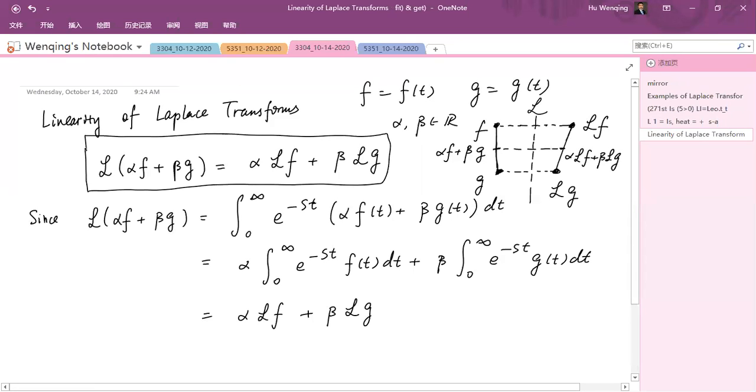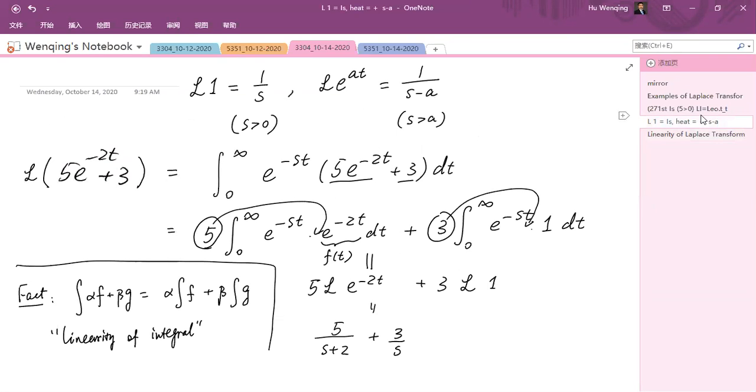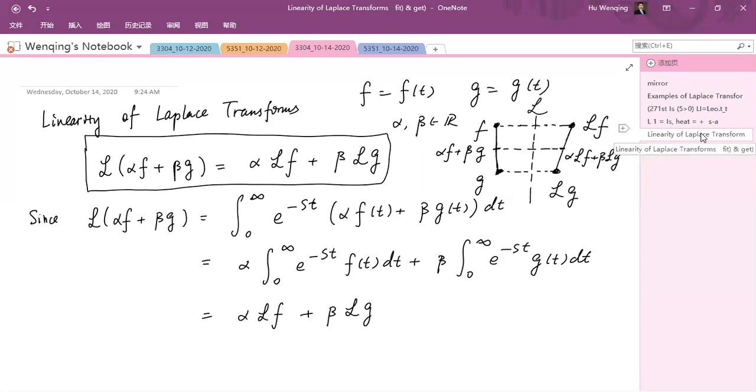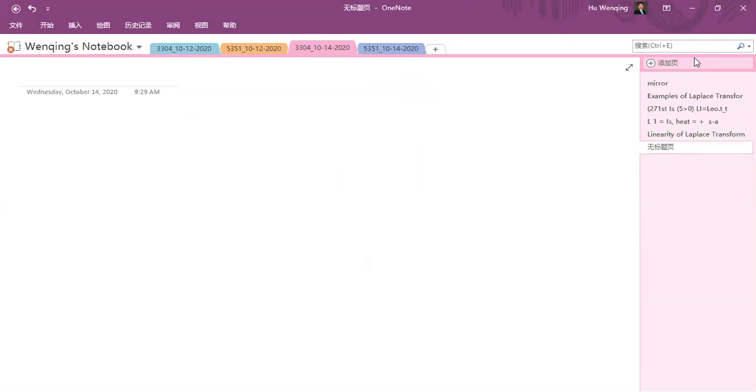Is that good, family? Okay, this is going to be very important because you can see that it reduces a lot of our calculations. In this example, we don't really have to integrate. We can just use the previous results. And that's going to be very important for our future analysis. Please keep in mind. Okay, so the linearity of the Laplace transforms.